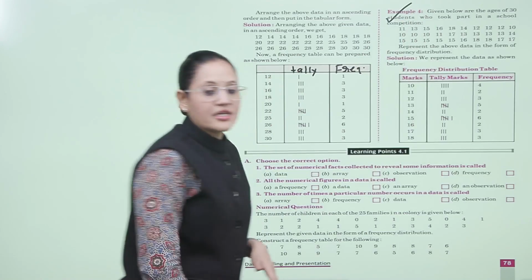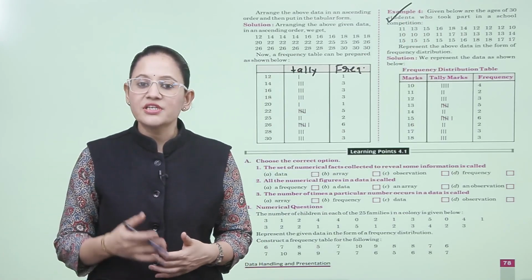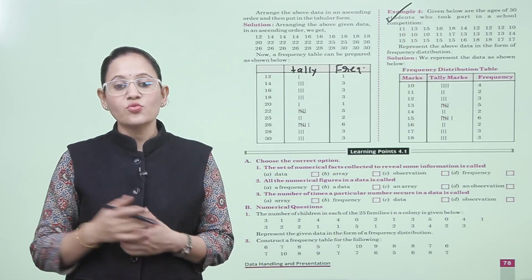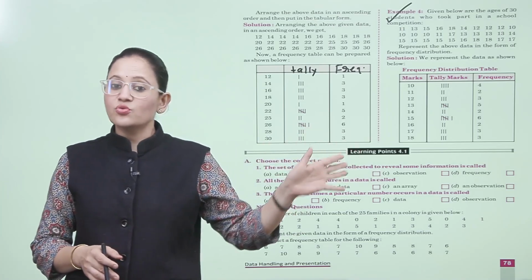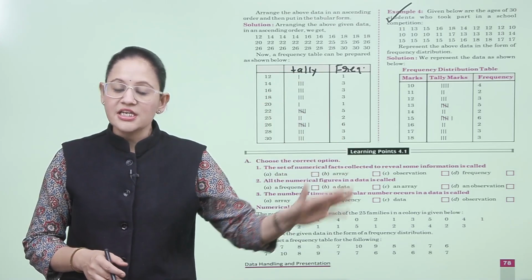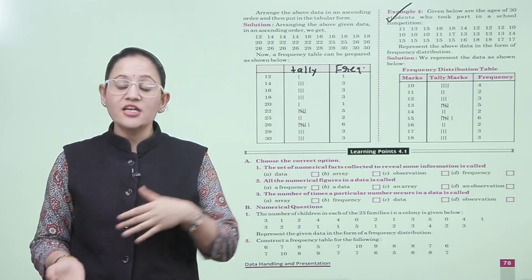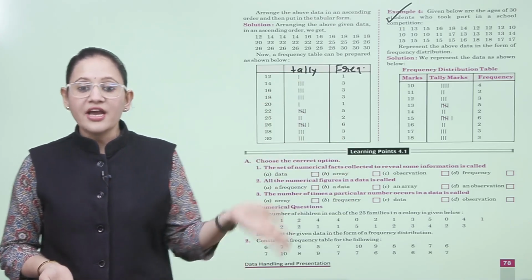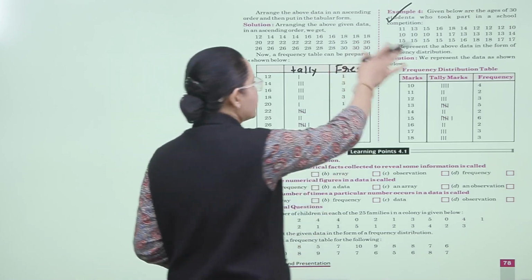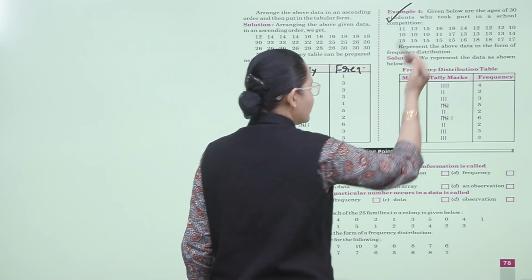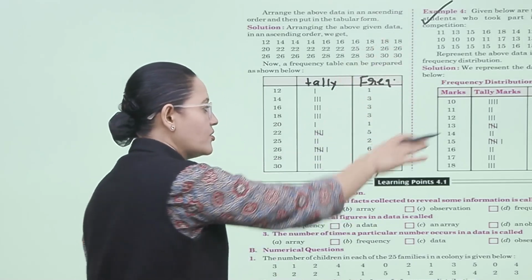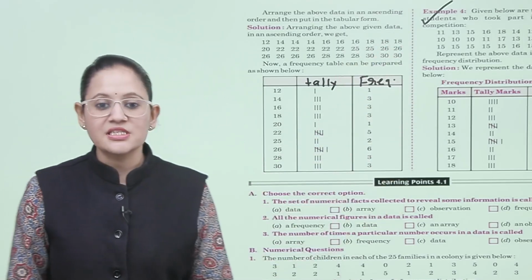Example 4. Given below are the ages of 30 students who took part in a school competition. So their ages are given here. First, what we have to do? First we have to arrange the data. We can arrange the data in ascending or descending order. Then we'll make a frequency distribution table like here: marks, tally marks and frequency. Clear? So like this you'll make a frequency table.